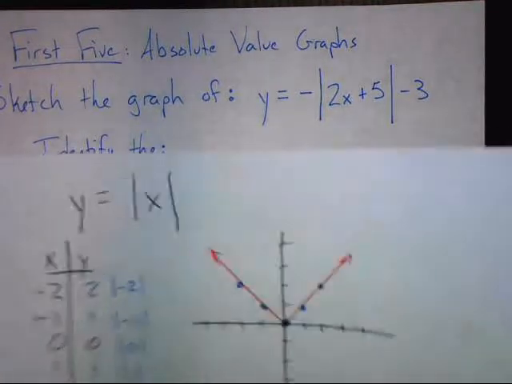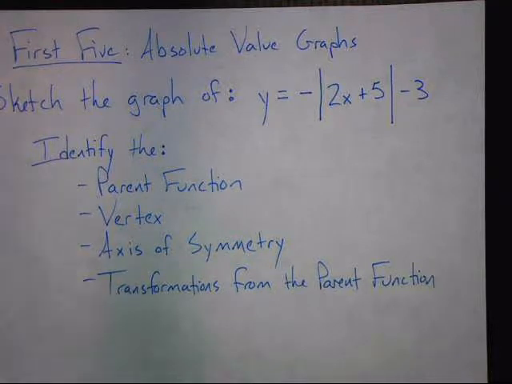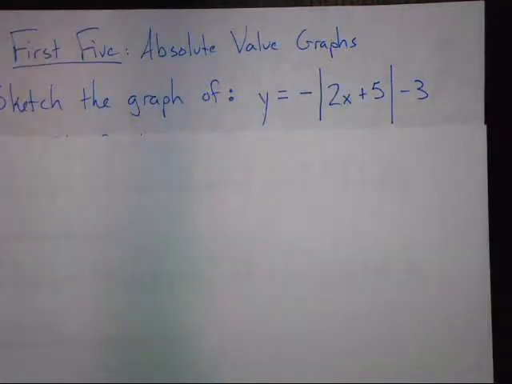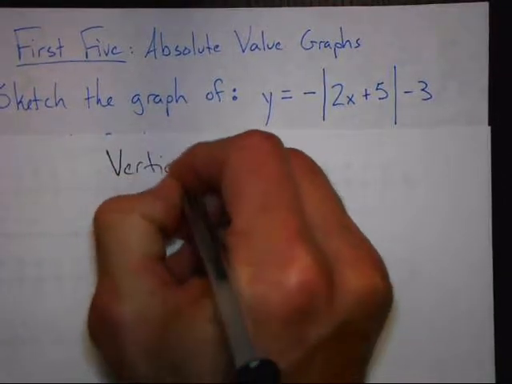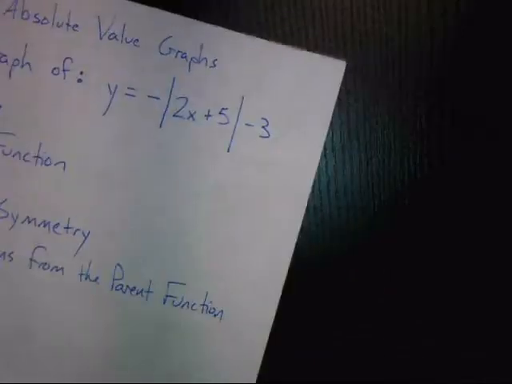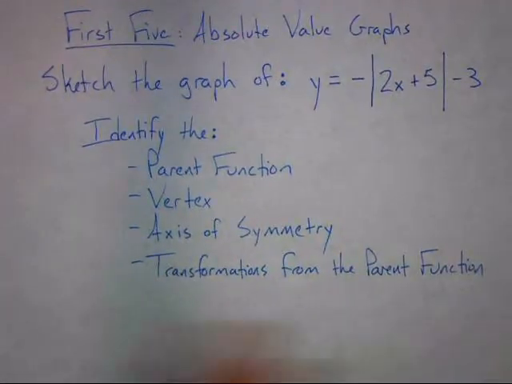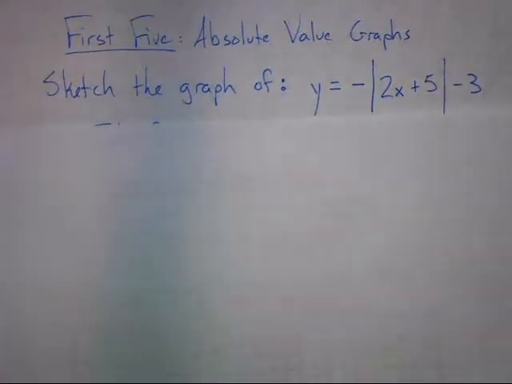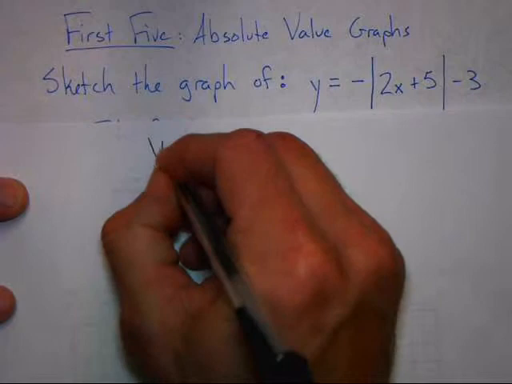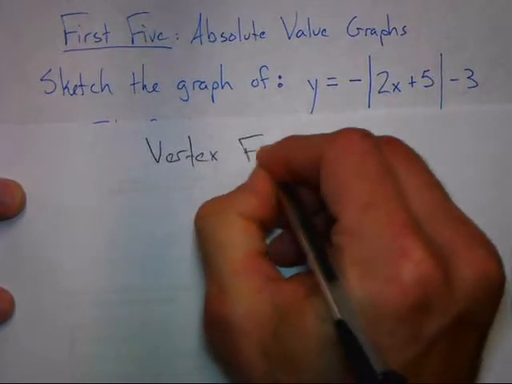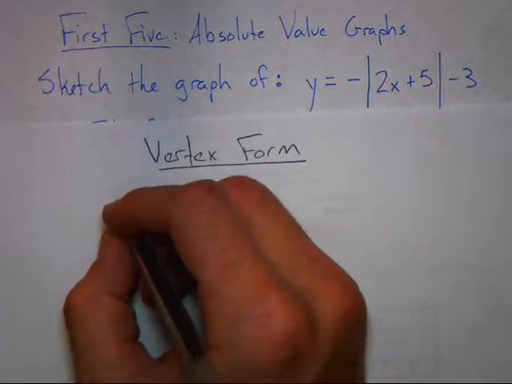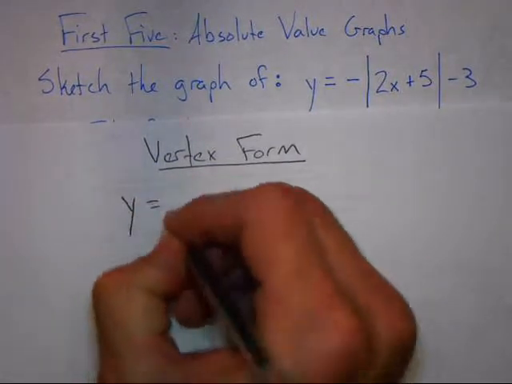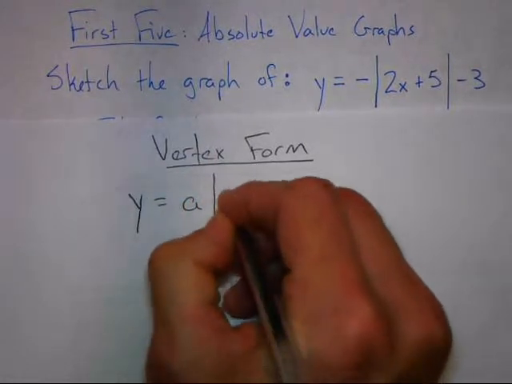And for that, what we have to do is learn about the equation form for absolute value graphs. Just like for the graph with straight lines, we had slope-intercept form, and we had point-slope form, and we had standard form. Well, for absolute value graphs, we have a form as well, and we call it vertex form. And vertex form is a particular form, just like y equals mx plus b tells us all about a straight line. This will tell us all about an absolute value graph.